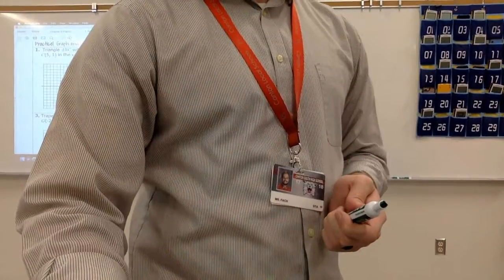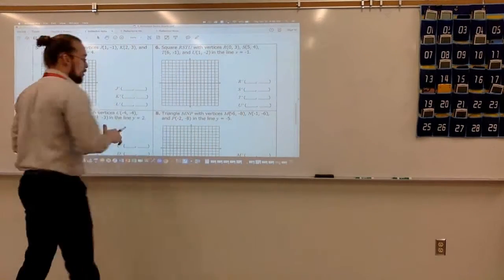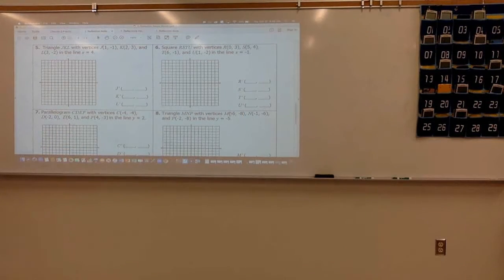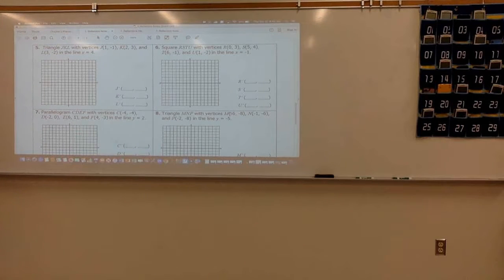Okay, so on the back then. Well, this was easy. Good, I'm glad. On the back, we are going to reflect in horizontal and vertical lines other than the x and y axis. Okay, so if I take a look at number 5 here, it tells me I want to reflect this triangle, okay, with coordinates J, K, and L in the line x equals 4.